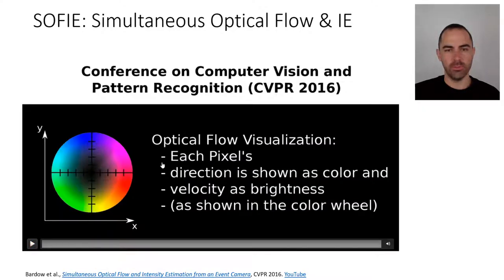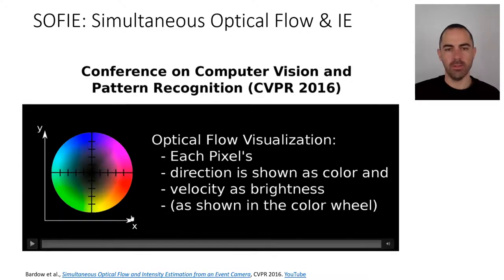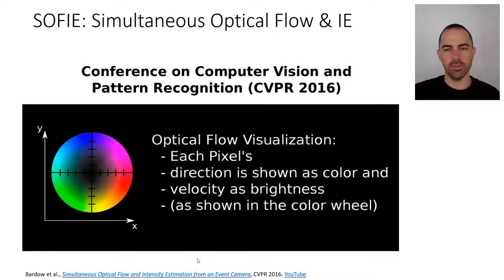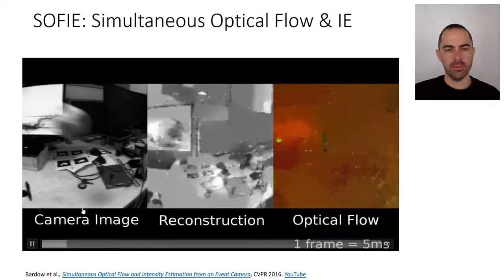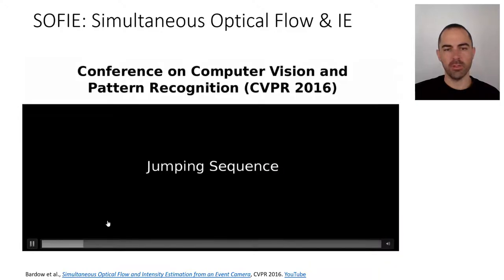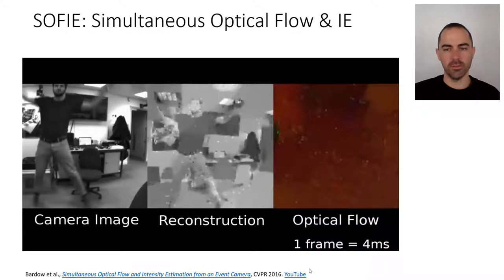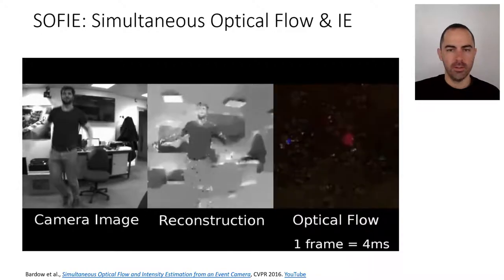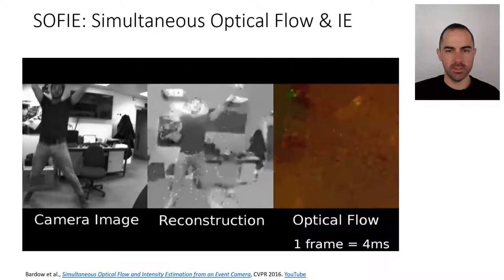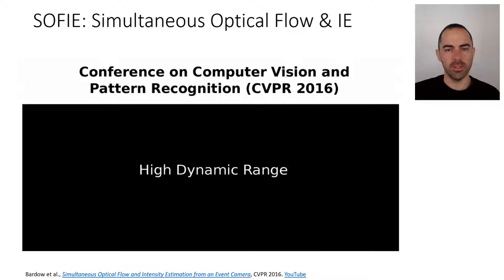So this is just to remember what is optical flow. Each pixel will have a color in one of the plots, and the direction is shown as color and the velocity as brightness, as shown in the color wheel. On the left is just for comparison the camera image. And then in the middle you see the reconstructed intensity, and on the right the optical flow. So this is basically a method that says that flow and brightness, they can be computed together, and they help each other.